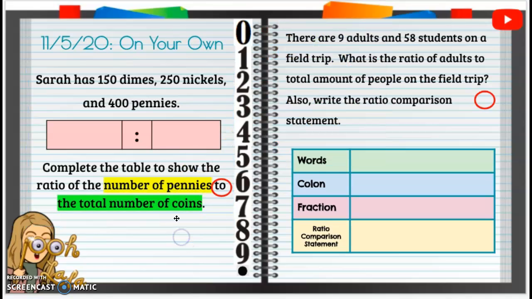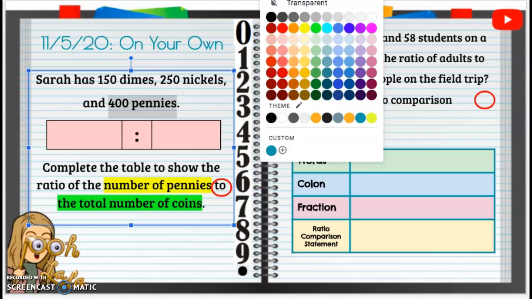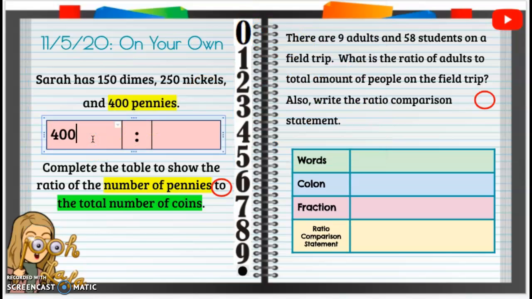Total. All right, Toto. Sounds like from the Wizard of Oz. So the number of pennies, how many pennies are there? Well, it says there are 400 pennies. So that's going to go first. 400. I'm going to center that. You don't have to center that. And then this one I'm also going to center. The total number of coins.